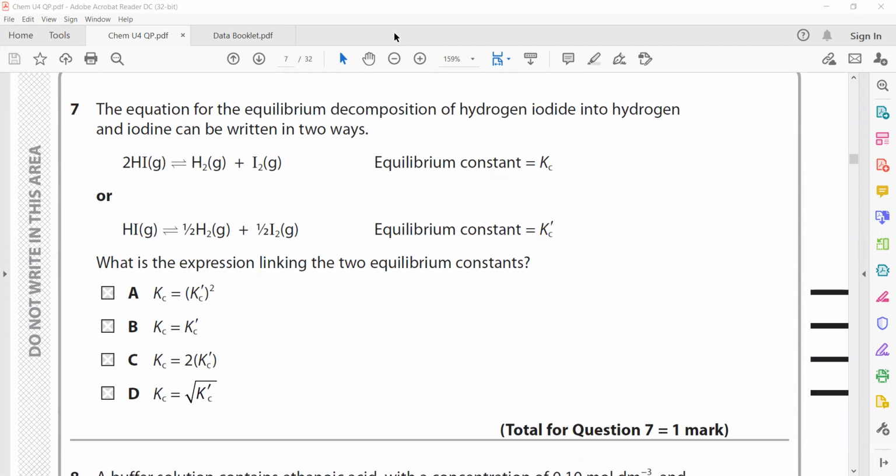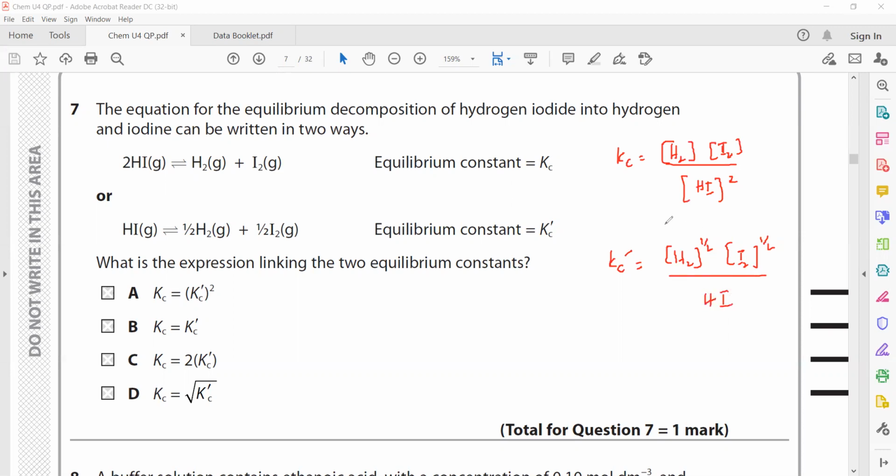The equation for the equilibrium decomposition of hydrogen iodide into hydrogen and iodine can be written in two ways. What is the expression linking the two equilibrium constants? First, when we write Kc for the first reaction, it is hydrogen concentration times iodine concentration divided by hydrogen iodide concentration raised to power 2. When we write Kc dash, that will be the square root of hydrogen, the square root of iodine, divided by hydrogen iodide.